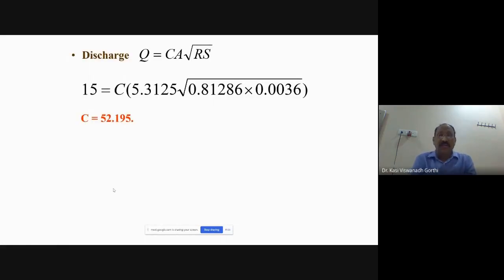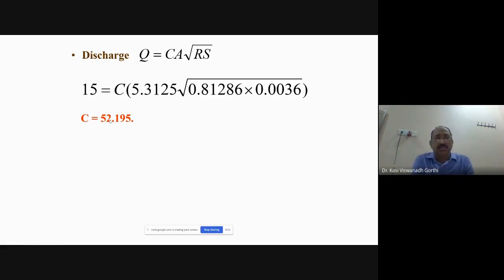Using Chezy's formula, the discharge equation Q is equal to area into V, where the velocity V is equal to C into square root of RS. So the discharge Q is equal to C into A into square root of RS. C, Chezy's coefficient, is required to be found. Q, the discharge, is given to be 15 cubic meters per second in this problem. Area we have computed 5.3, hydraulic radius 0.8, and longitudinal slope is given 0.0036. Substituting all the values, the Chezy's coefficient C you obtain is 52.1.